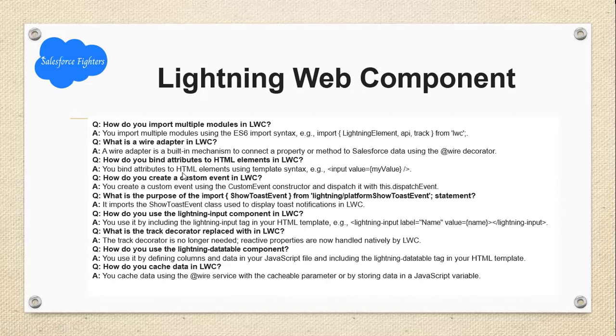Next question. How do you bind an attribute to an HTML element in LWC? You bind an attribute to an HTML element using the template syntax, for example input value equals curly-brace my value. Next question. How do you create a custom event in LWC? You create a custom event using the CustomEvent constructor and dispatch it with dispatchEvent.